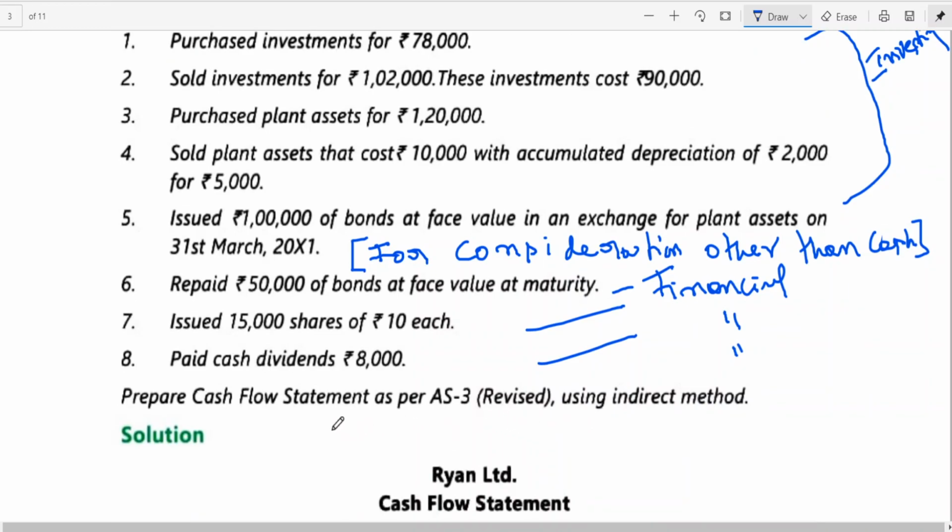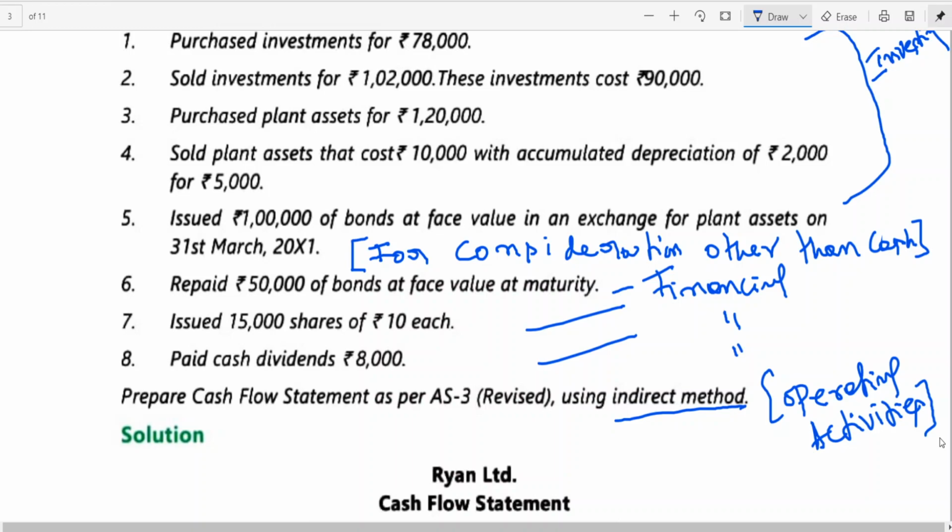Then they're asking to prepare the cash flow statement A3 revised using the indirect method. Whenever they talk about the indirect method, this is about operating activities only. Okay, now, what is to be done? How to start the problem?